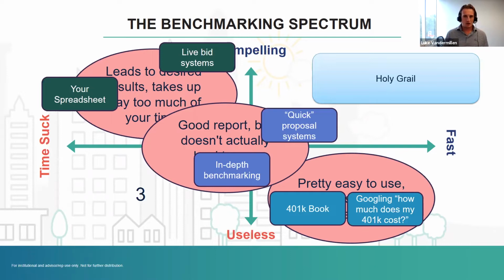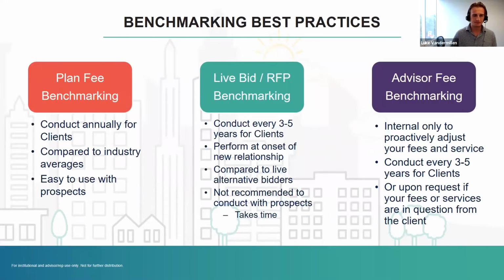And then in the top right corner, if any of you are familiar with how these graphs work, this is where you want to be, the holy grail. I might be a little bit biased here, but PlanFees provides that holy grail for you in terms of a concise and compelling report that's going to drive participant outcomes and help positively affect change in plans. That's also quick and easy for an advisor to utilize. So that's where we stand as PlanFees.